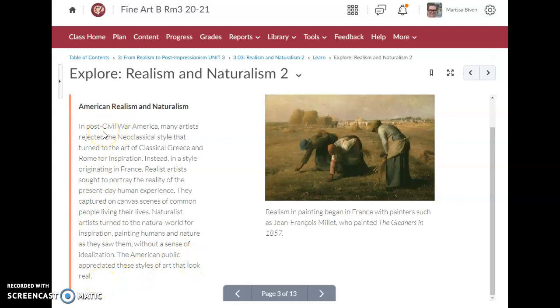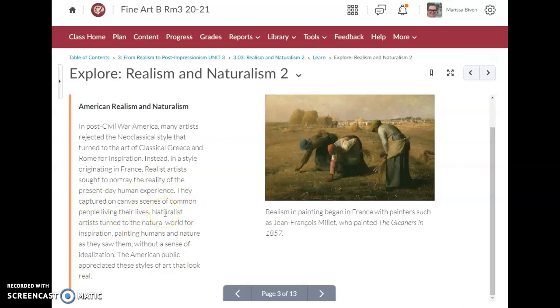So post-Civil War America, post meaning after, many artists rejected the neoclassical sort of traditional style of art that they had been making before, and they looked to this style that was coming out of France called realism. Realist artists wanted to show the everyday, present-day human experience. They captured on canvas scenes of common people living their lives. This is a big theme, common people living their lives.